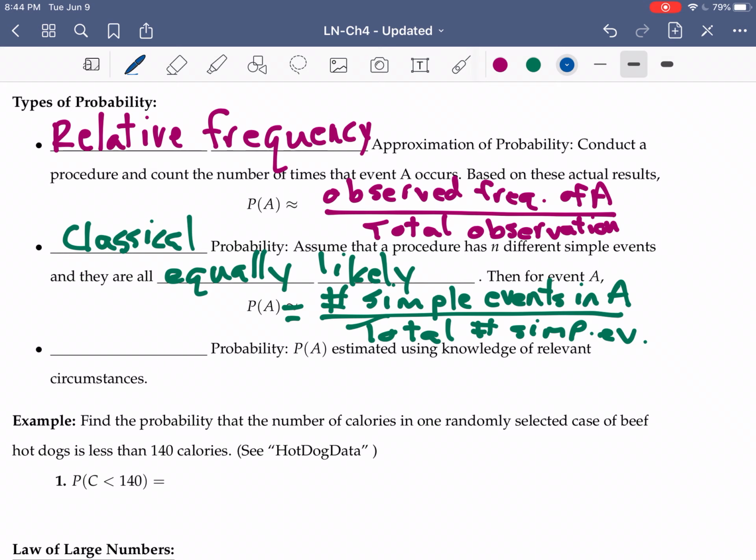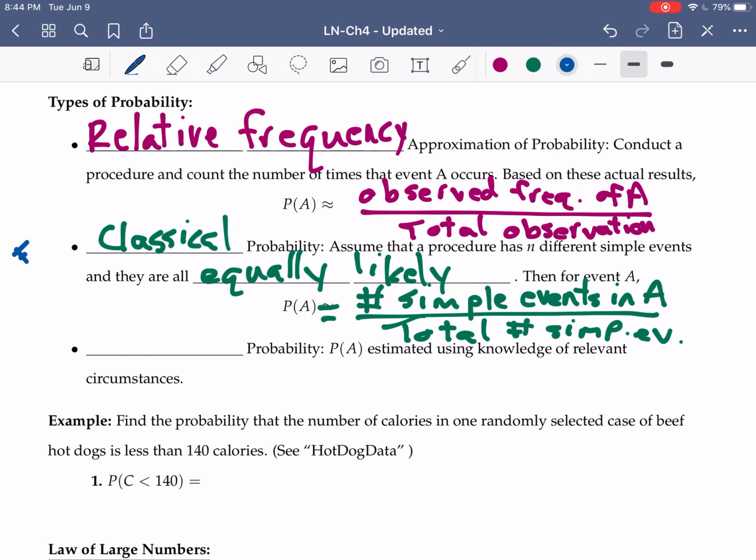Right? So with classical probability, I think of that as forward-looking, and relative frequency probability, I think of it as backwards-looking, because we have observed some frequencies based on these actual observed things in the past. This is what we think the probability is.